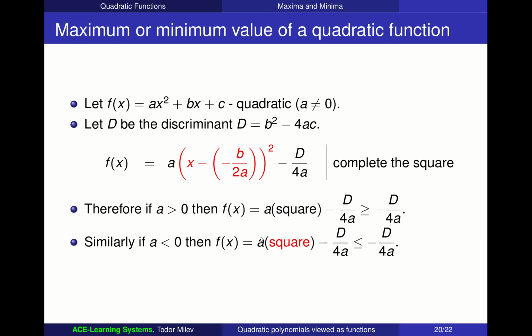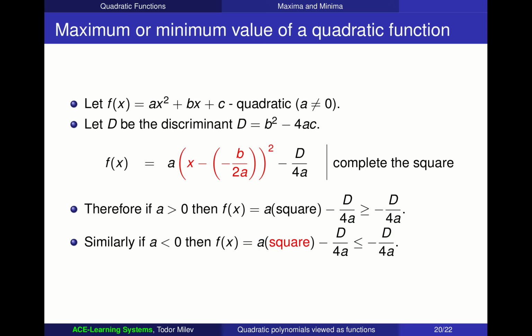Similarly, if my leading coefficient a is negative, then the square is still positive. Negative times positive is negative. So if my leading coefficient is negative, the value of my quadratic can never exceed negative d over 4a. Right? So if the leading coefficient a is negative, my quadratic can never attain a value larger than negative the discriminant over 4a.